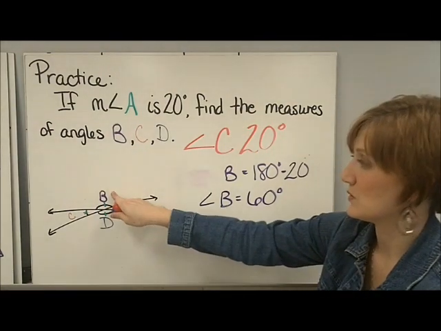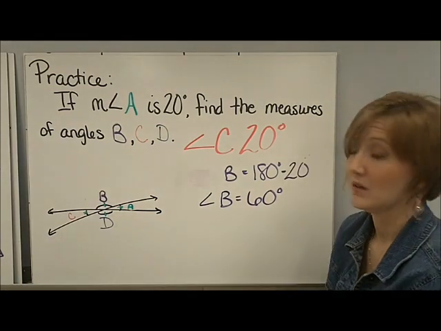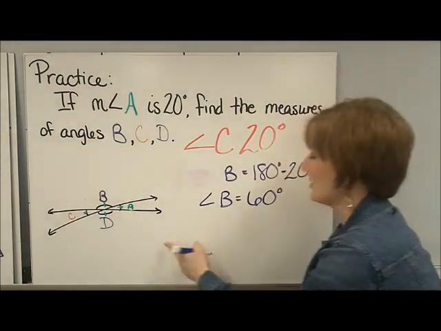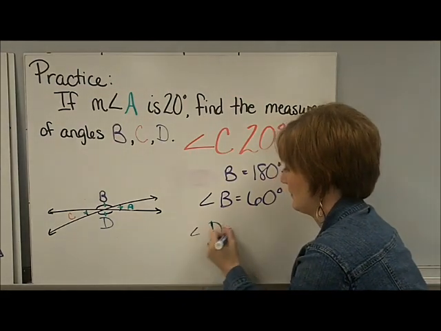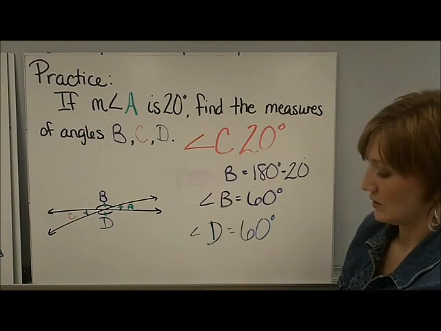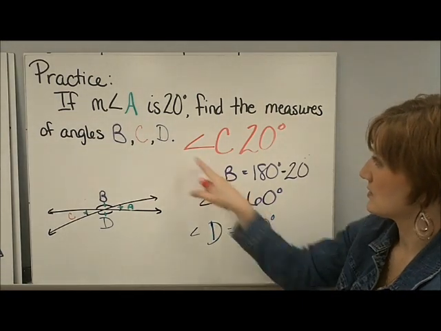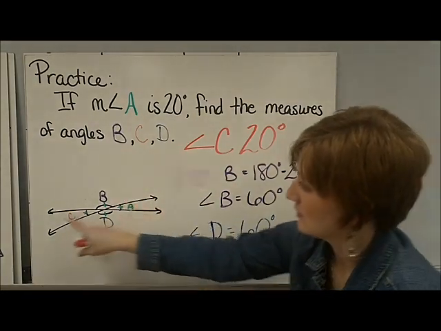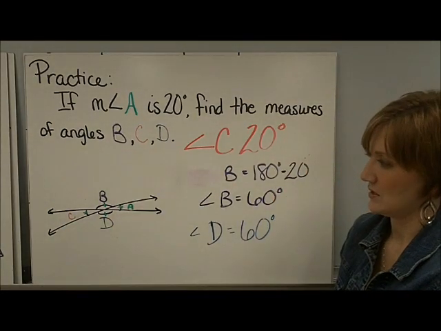So knowing that B is 60 degrees, I can also easily figure out what D is because of vertical angles. So if this is B and it's 60 degrees, D should be, sorry, should be 60 degrees as well. So the measure of A is 20 degrees. The measure of B is 60 degrees. C is 20 degrees. And D is opposite here, it's going to be 60 degrees as well.